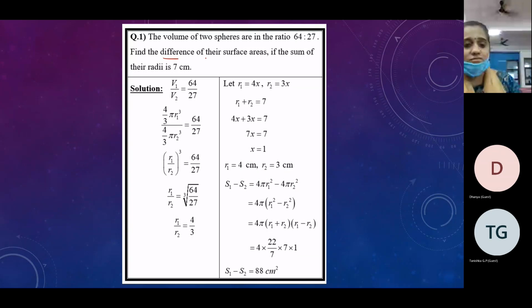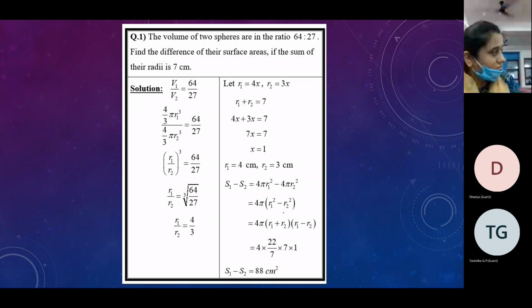So S1 and S2 are 4 pi R1 square and 4 pi R2 square. But why minus? Why not plus? Because you have to find the difference of their surface areas. So S1 minus S2 we have to find. Then we have 4 pi, R1 square minus R2 square.